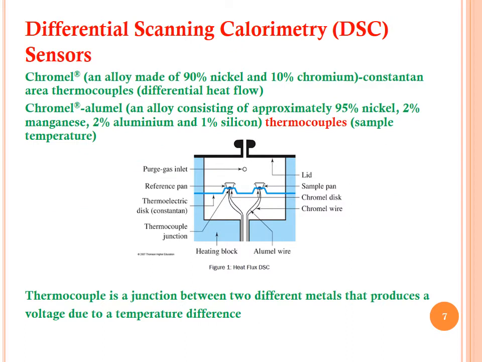The sensors in the DSC instrument: chromel, an alloy made of 90% nickel and 10% chromium, and Constantan are thermocouples for differential heat flow. Heat flow means the difference of heat between two objects, one being the sample, the other the reference. Then chromel-alumel, an alloy consisting of approximately 95% nickel, 2% manganese, 2% aluminium, and 1% silicon. This is also a thermocouple that measures the sample temperature. A thermocouple is a junction between two different metals that produces a voltage due to a temperature difference.